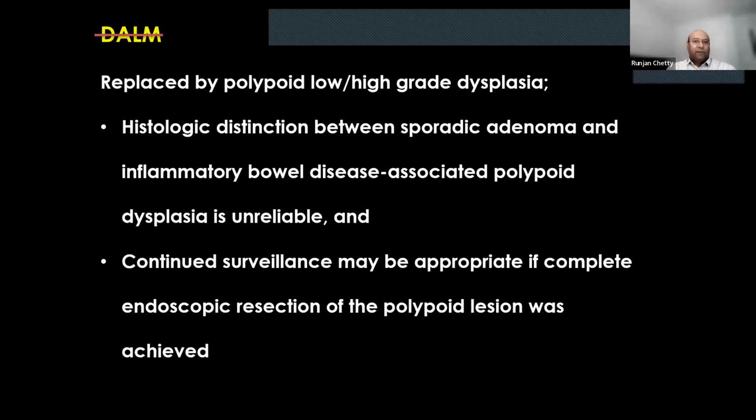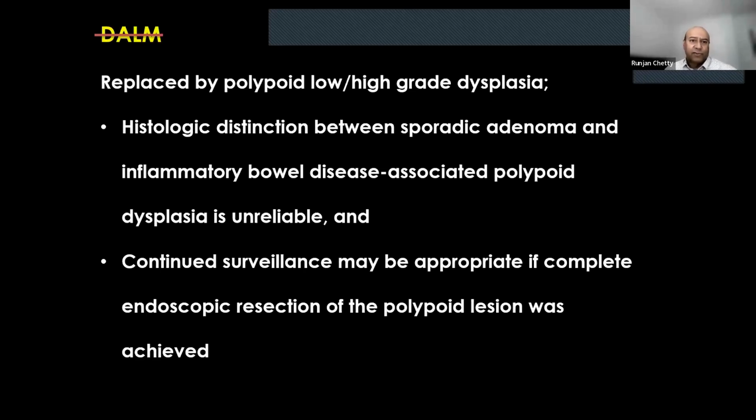Now, the term dysplasia-associated lesion or mass (DALM), the dysplastic adenoma-like mass lesion, has been expunged from the literature, and the SCENIC guidelines that I alluded to initially recommended that this term no longer be used. It's now called polypoid low- or high-grade dysplasia. So you should not use the term adenoma-like dysplasia. If it's polypoid, you say low-grade or high-grade dysplasia, depending on what it is.